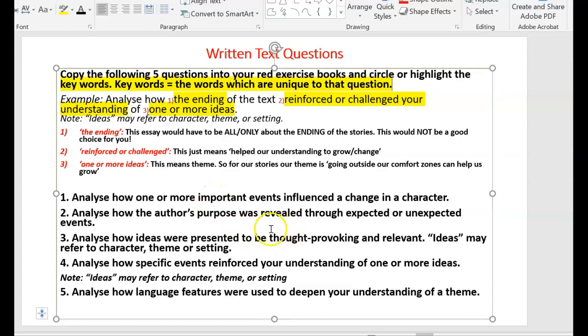Let's just look quickly at the keywords for these questions. We'll do them really fast. One or more important events is the first keyword, and then influence a change in a character. That means you have to show how one event made a change in a character. So you could do that for Tuta, because the event is being invited to the ball, and he changes because he learns all these new things and he gains confidence.